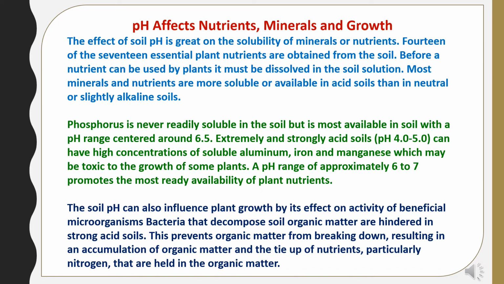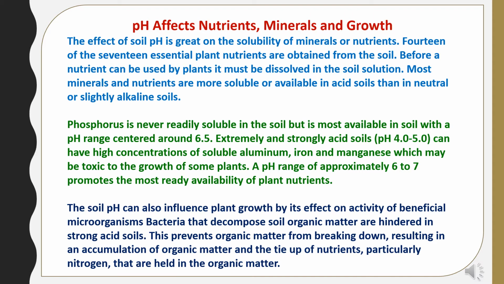Now let's study the pH effects on nutrients, minerals and crop growth. The effect of soil pH is great on the solubility of minerals or nutrients. 14 of the 17 essential plant nutrients are obtained from soil. Before a nutrient can be used by plants, it must be dissolved in soil solution. Most minerals and nutrients are more soluble or available in acid soils than in neutral or slightly alkaline soils.